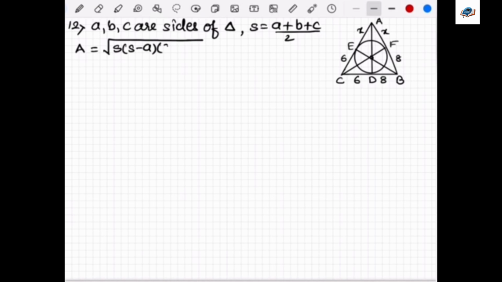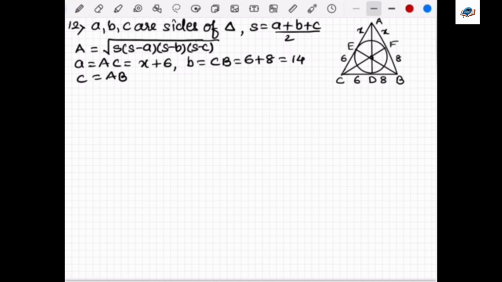So S, if I find out, will be A plus B plus C upon 2. So X plus 6 plus 14 plus X plus 8 whole upon 2. So that will come as 2x plus 28 upon 2. So if I take 2 common, x plus 14 whole upon 2. So 2 cancels. So finally I will get x plus 14 centimeter.